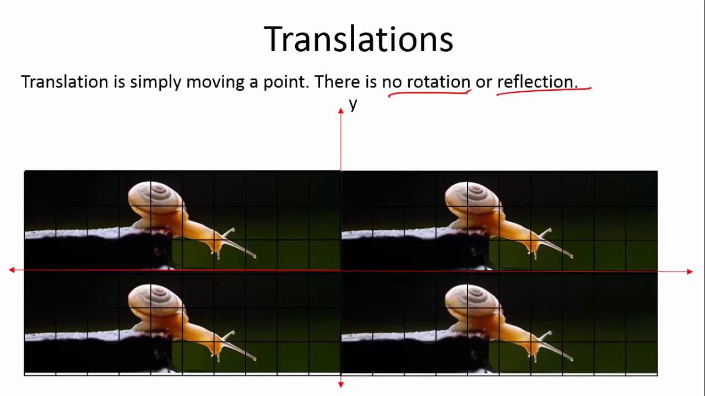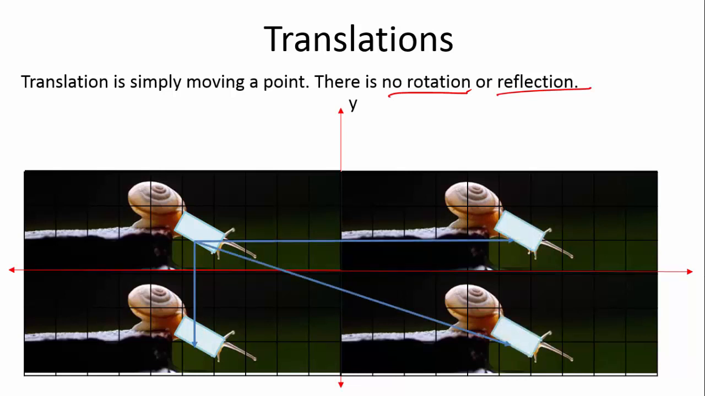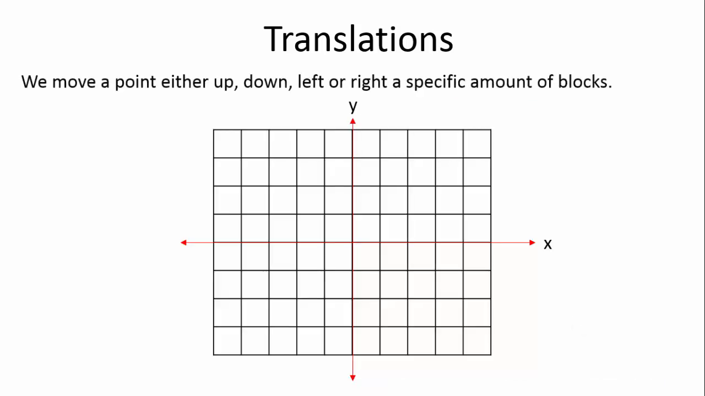This is a very simple translation, right? So there's no rotation, there's no reflection. That's the exact same image 4 times. So here we could add our rectangle and we move it down, there it is. We move it across, there it is. We move it down, there it is. The exact same size, the exact same orientation, just in a different position. So let's look at translations.